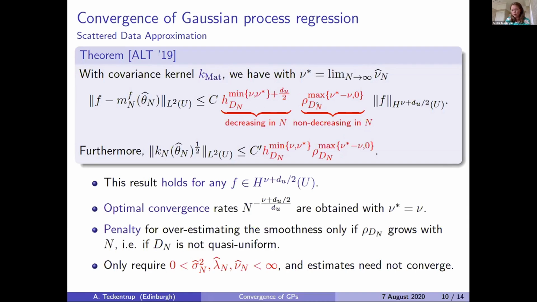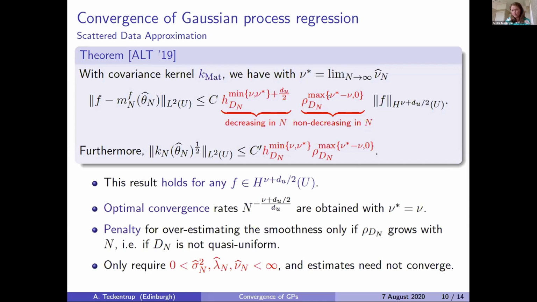The problem with point sets which are not uniform is that this rho could be increasing in n, and so if your estimated smoothness is greater than your true smoothness, then this is like a penalty that knocks off a bit of the convergence rate. Okay, so again, that makes sense.